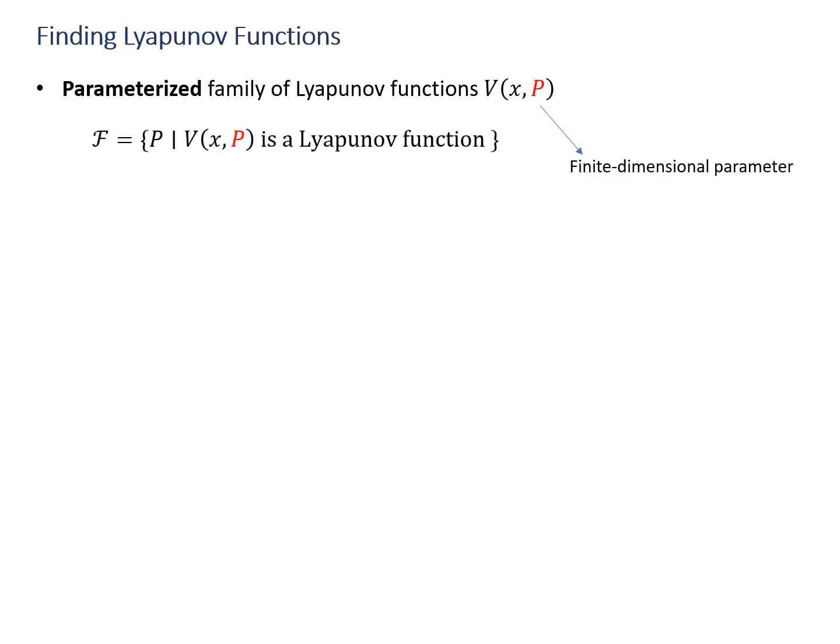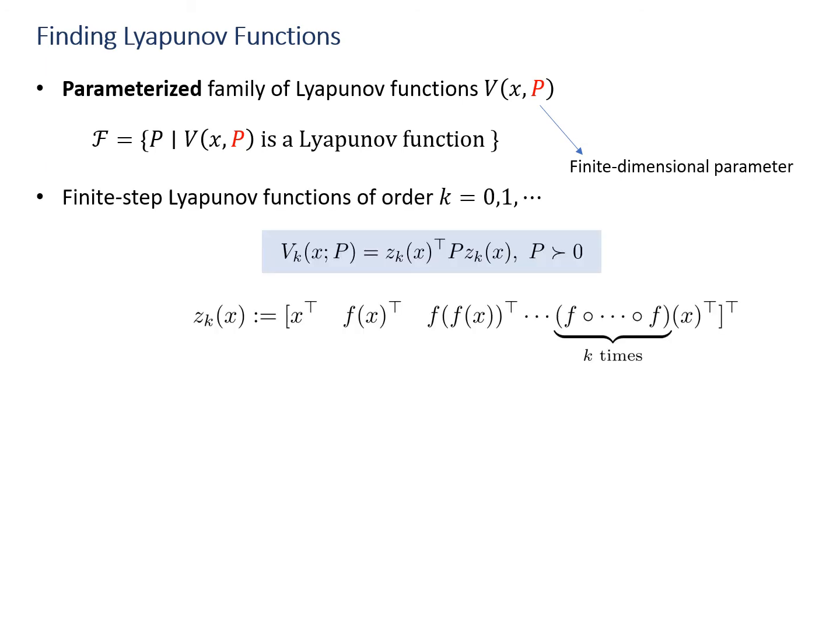When finding Lyapunov functions, instead of searching over the function space, it is typical to parameterize the Lyapunov function using a finite set of parameters and search over the finite dimensional space of those parameters. Here we denote the parameterized Lyapunov function by V(x, P), where P is a finite dimensional matrix parameter. We denote by F the set of all parameters that return a valid Lyapunov function.